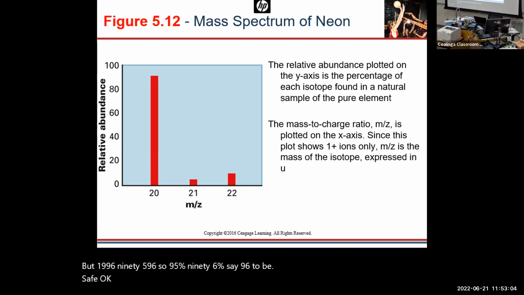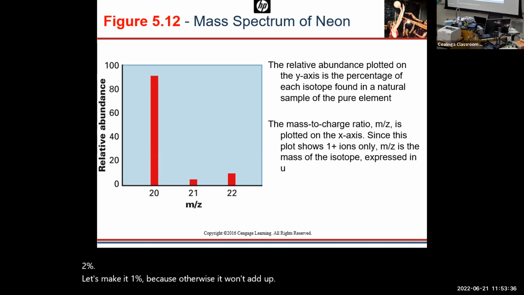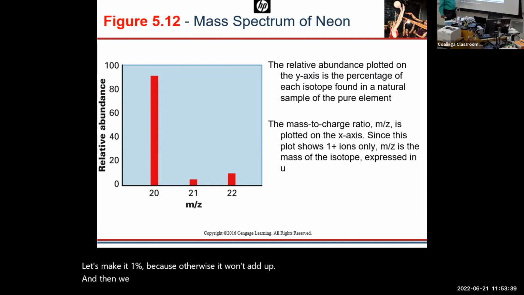And this here is neon 21. Okay, now this one weighs 21. This one weighs 20. And this one is roughly 2%? Actually, let's make it 1%, because otherwise it won't add up. And then we'll say that one is 3%. We have neon 22.